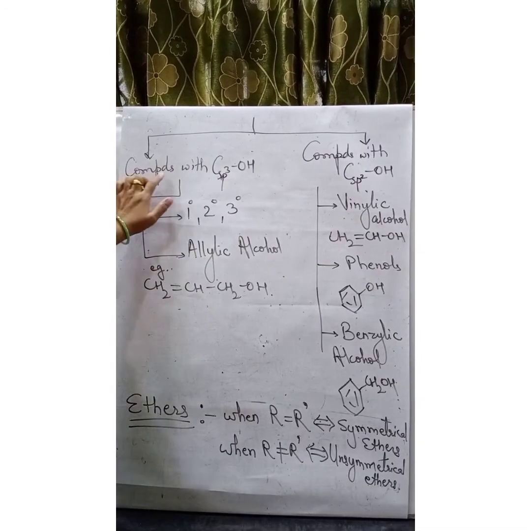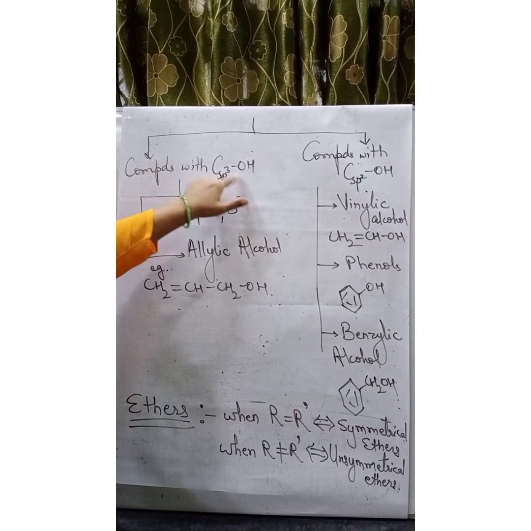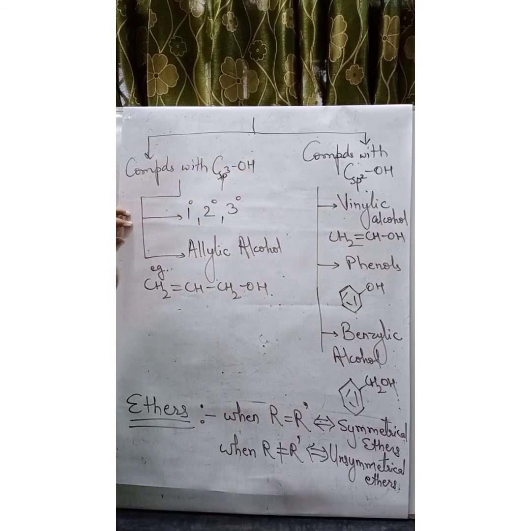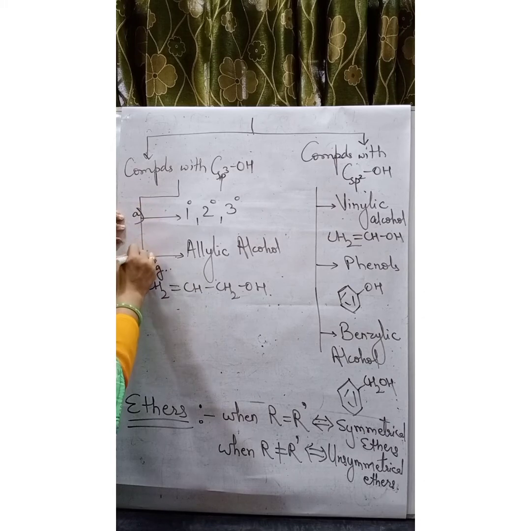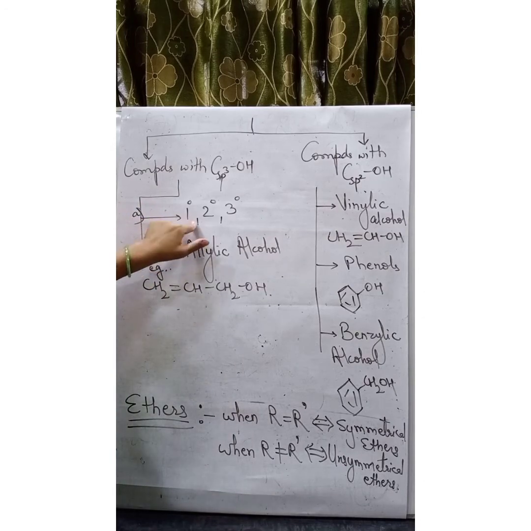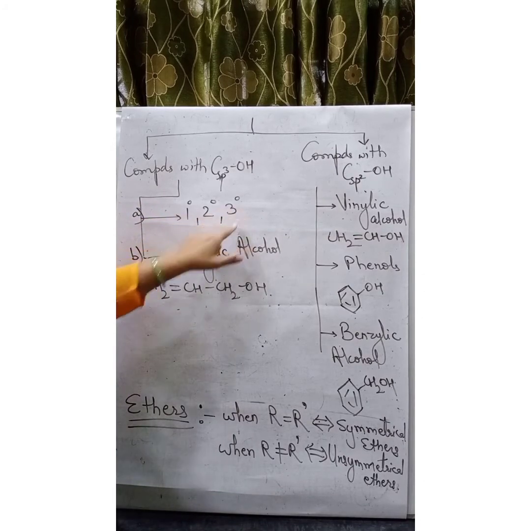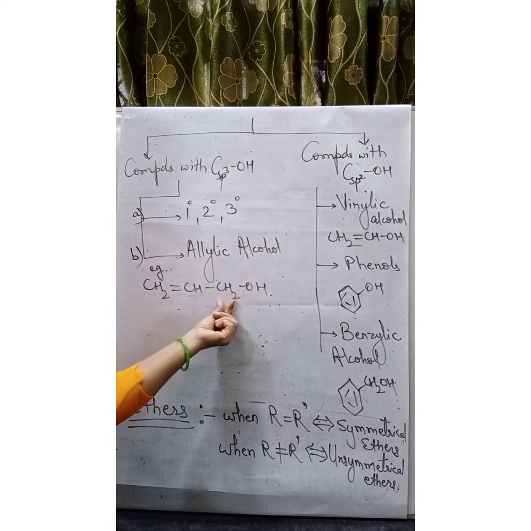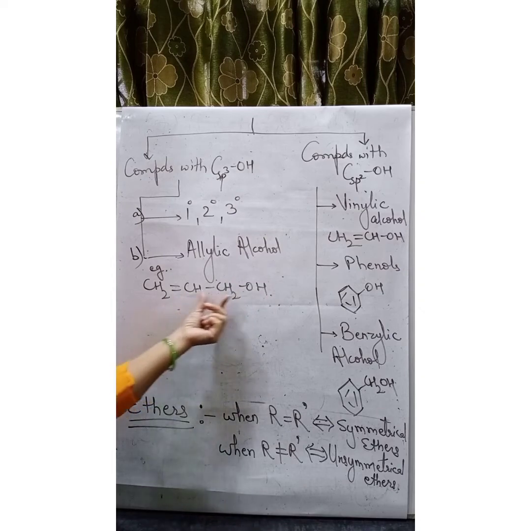Let us see this in detail. Compounds containing sp3 hybrid carbon attached with oxygen can be further classified into two categories. First one is primary, secondary and tertiary alcohols. Second one is allylic alcohol, where OH is attached to allylic carbon.